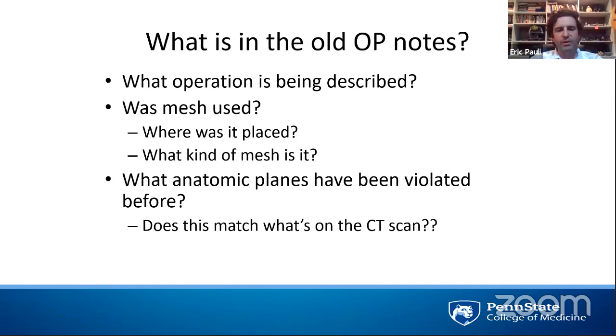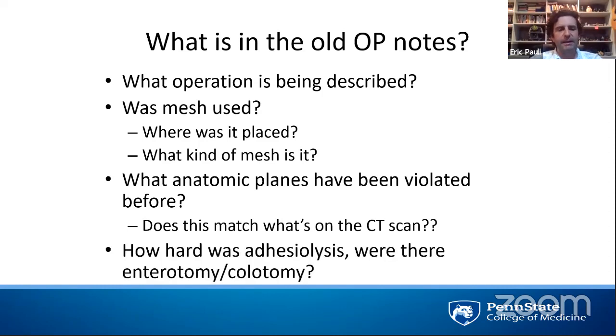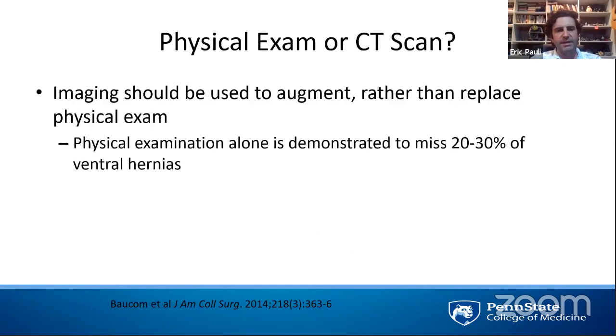Okay, did somebody try to do an external oblique release? Was it actually an external oblique, or did they just make a skin flap? And these are all things that you can try to match up with what's on the CT scan. I also like to know if adhesiolysis was hard from the old op notes, and if they had any enterotomies or colotomies, especially if they did them as hand sewn, because you're not going to see those staples on the CT scan.